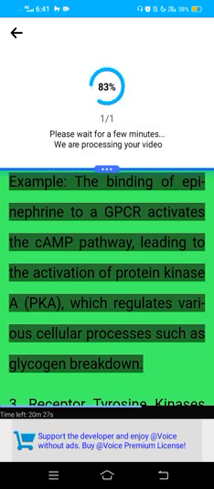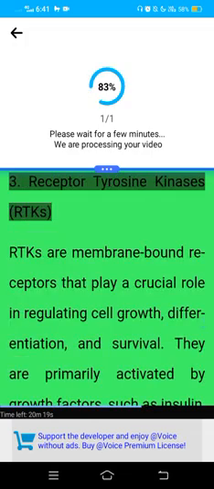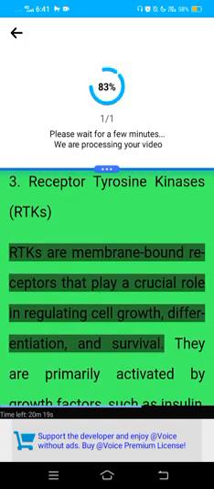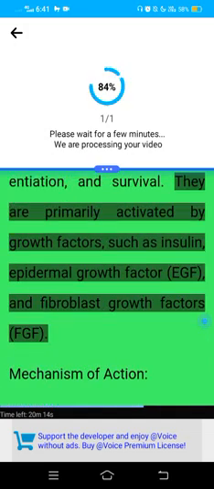Example: the binding of epinephrine to a GPCR activates the cAMP pathway, leading to the activation of protein kinase A, PKA, which regulates various cellular processes such as glycogen breakdown. 3. Receptor tyrosine kinases, RTKs. RTKs are membrane-bound receptors that play a crucial role in regulating cell growth, differentiation, and survival. They are primarily activated by growth factors, such as insulin, epidermal growth factor, EGF, and fibroblast growth factors, FGF.